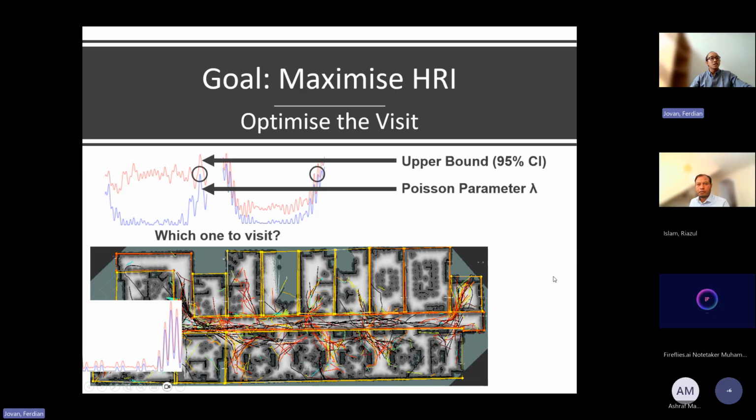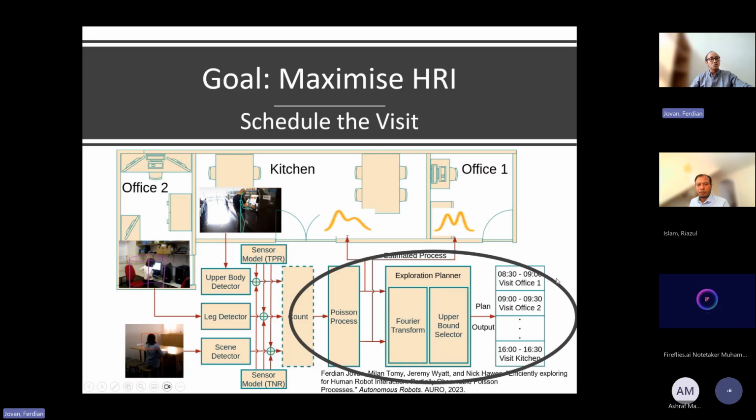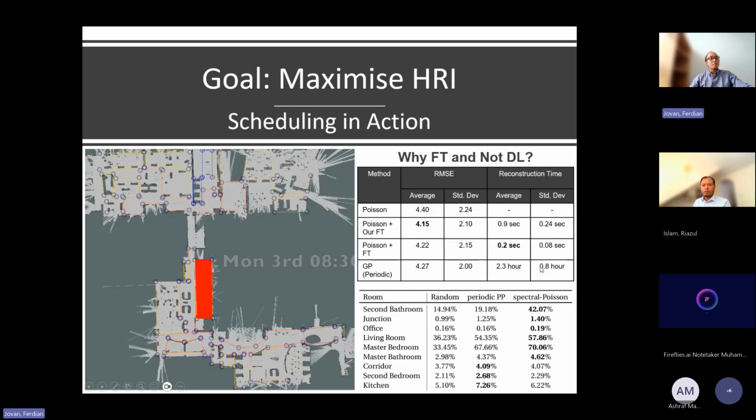So at the end of the day, you have all the data here, you combine them, and then create a schedule. The metric that we use is here. Basically, the bottom part: we claim that this model is good to maximize human robot interaction.